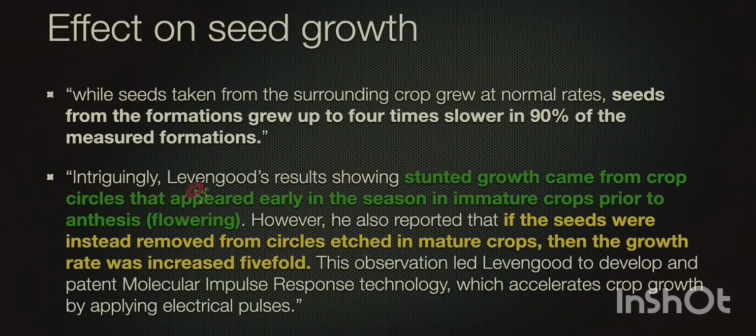But intriguingly, Levengood's results showed stunted growth came from the crop circles that appeared early in the season in immature crops prior to anthesis. We looked at this earlier. However, he also reported that if the seeds were removed from circles etched in mature crops, then the growth rate was increased 5-fold. I'm going to talk about this at length in the second part of today's crop circles.